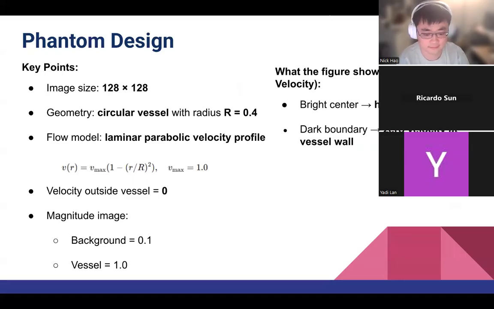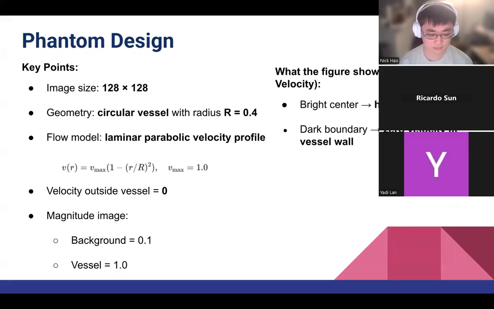Okay, on this slide, I will introduce the phantom used in our PC MRI simulation. We work with a 128 by 128 image grid and create a circular vessel with a radius of 0.5 in normalized coordinates. Inside this vessel, we define a laminar parabolic velocity profile. This means the flow is highest at the bright center and smoothly decreases to zero at the vessel wall, which matches what we see in the ground truth figure.